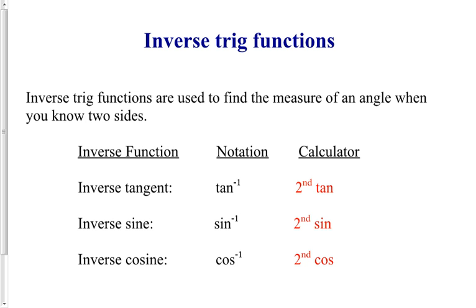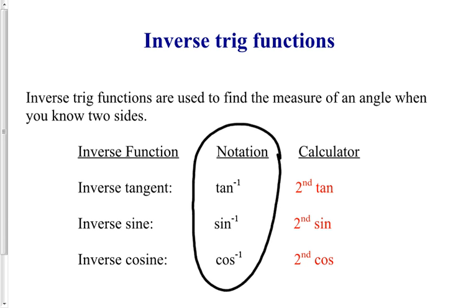Yesterday we introduced sine, cosine, and tangent. Today we are introducing the inverse sine, the inverse cosine, and the inverse tangent. These inverse trig functions are used to find the measure of an angle when you know two sides. On this slide, I'm showing you the notation in this column: tangent raised to the -1, sine raised to the -1, cosine raised to the -1. These -1s are not exponents.